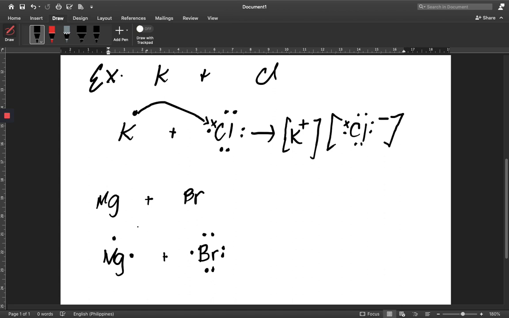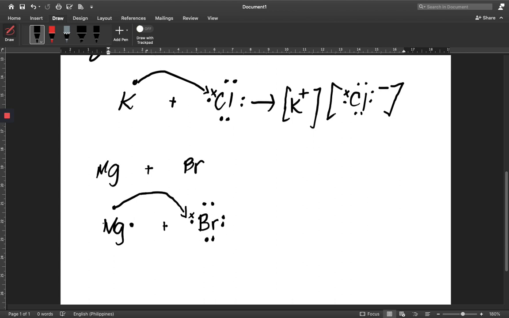So what happens here is all the electrons of the metal must be donated or transferred. Magnesium wants to get rid of its valence electrons. Bromine can accommodate one additional electron. So let's say we transfer the electron from magnesium into this side of bromine. We use arrows to represent the transfer, and then there's a new electron for bromine. You notice that this bromine atom already has a complete octet, but this magnesium has one remaining valence electron.